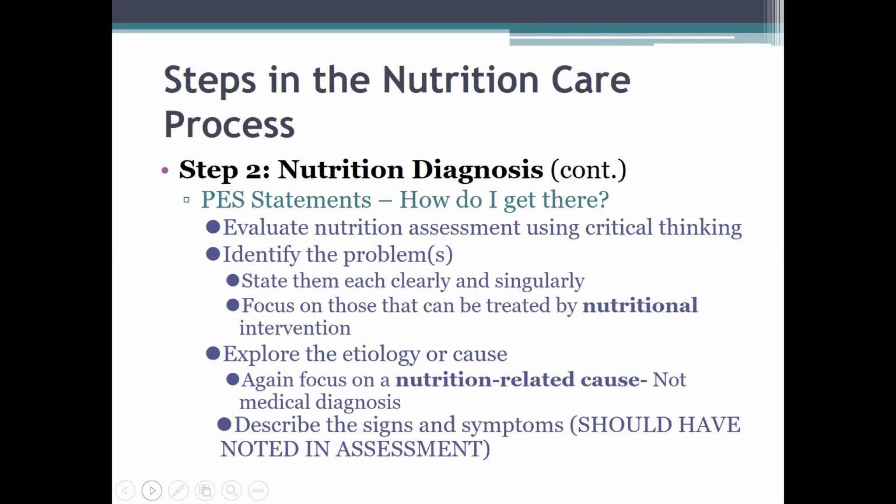And you also want to focus on problems that are solved by nutrition, right? Sometimes you can't. Sometimes someone's problem really needs to be solved by a psychologist or an exercise specialist or a physical therapist, right? So in that case, your intervention is actually going to be a referral. But for our case studies, we really want to focus on nutrition interventions. So explore the etiology or cause. Again, make sure that it's nutrition related, and make sure you describe the signs and symptoms.